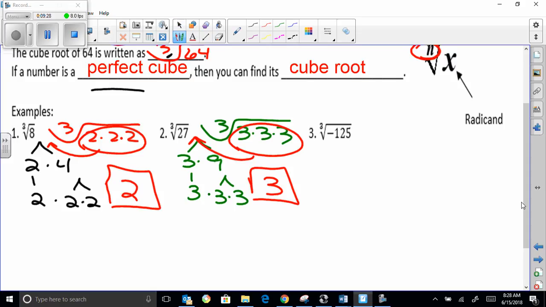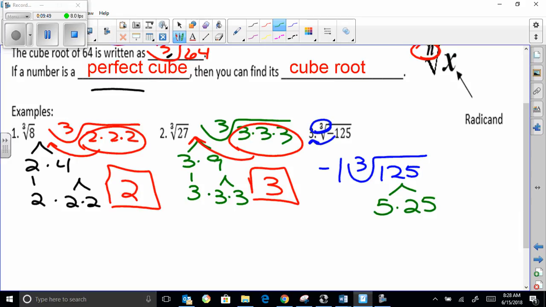Just like before, I want you to get rid of this negative, bring it out, and only if this is an odd index. So this becomes -1 times the cube root of 125. What happens if that's in the square root, the 4th root, the 6th root? It would again be an imaginary answer. So let's break 125 down. So maybe I started out with 5 times 25, and 25 becomes 5 times 5.